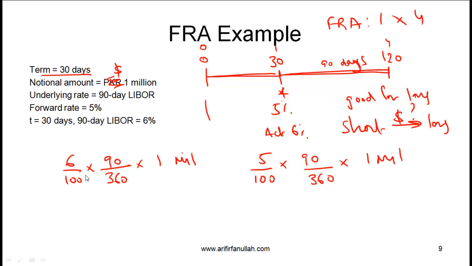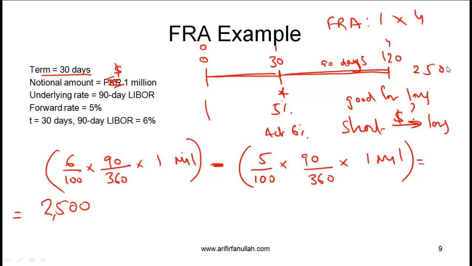So what is the benefit to the long? The net benefit to the long is this number minus this number. So we need to calculate that amount. So let's say that amount is 2,500. Since interest payments are made typically at the end of the period, essentially given that the actual rate here is 6%, we are saying that at the end of the 90-day period, the short has to give the long 2,500. But we want to settle this forward contract on day 30.